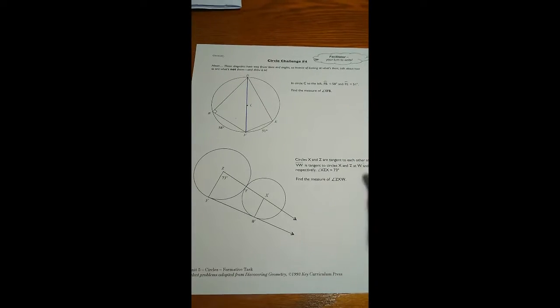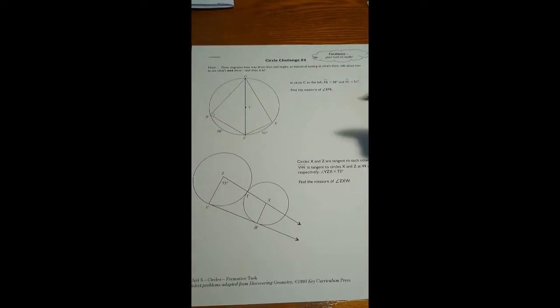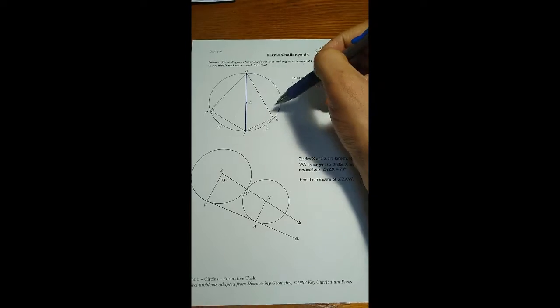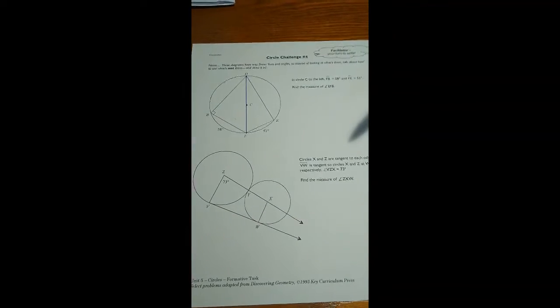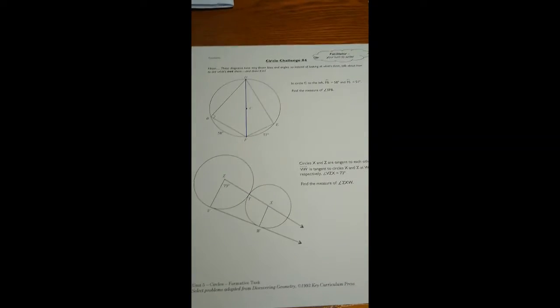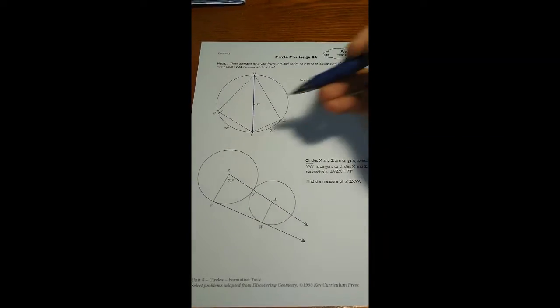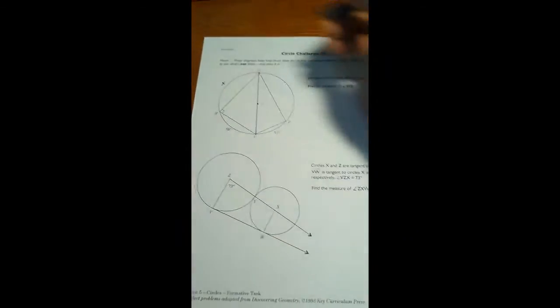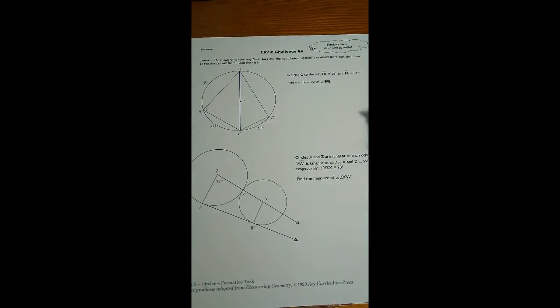Now you see we've split the circle in half, right? We have half of the circle on the left and half the circle on the right. That's going to simplify our calculations a little bit. We know that half a circle always has 180 degrees. So we can say 58 plus x is going to be 180. That's the first thing we're going to solve.